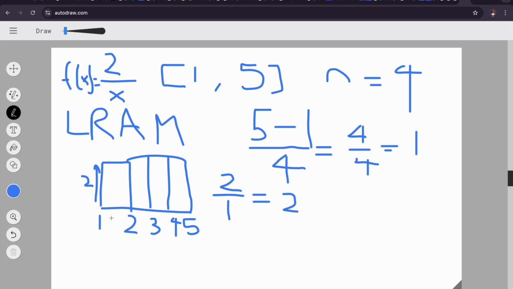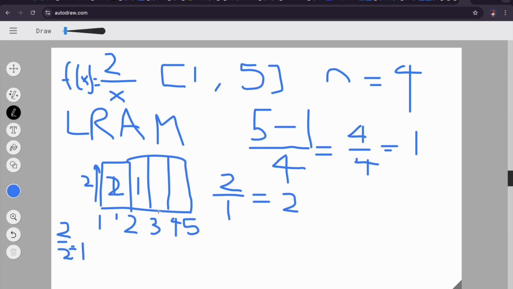And how much was the width? It was just 1. 2 times 1 is 2. It's just going to be 2 is the area of this rectangle. And now you want to keep doing this equation for the left side because it's LRAM. 2 over 2 equals 1. So intended height of 1 at the x-coordinate 2, and again, width of 1, so it's always going to be a width of 1 for this problem.